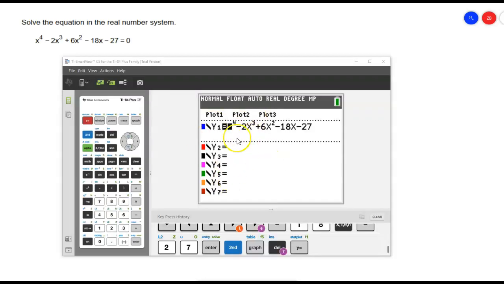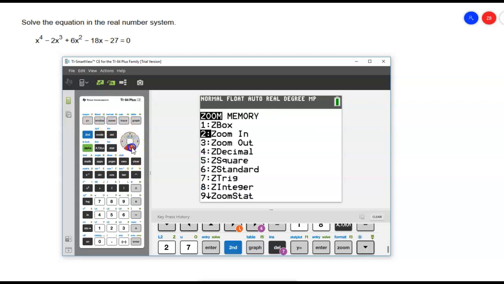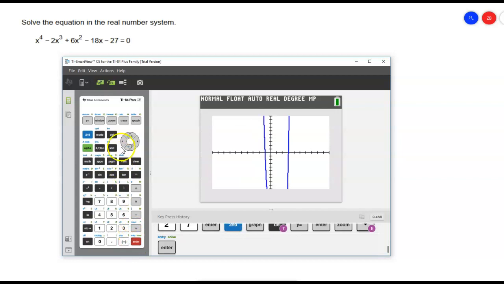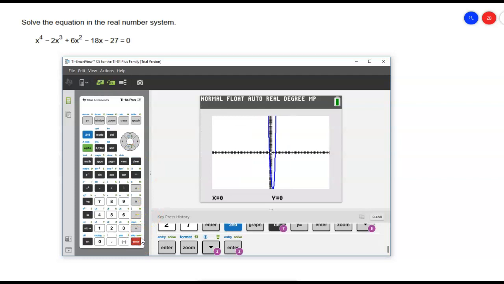go into my calculator here, and I want to put the function in here, just like this. So x to the 4th minus 2x cubed plus 6x squared minus 18x minus 27. So I want to put that function in there, and then I can take a look at the graph of it. So if I go to zoom, let's take a look at a standard zoom, see what happens. Probably going to have to zoom out here a bit. So go to zoom out, right in the middle there.